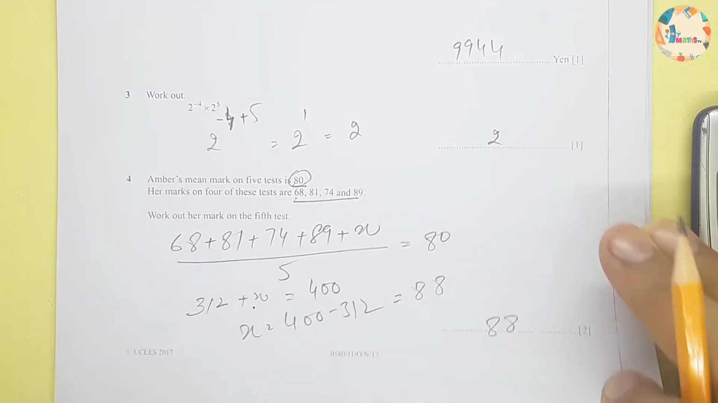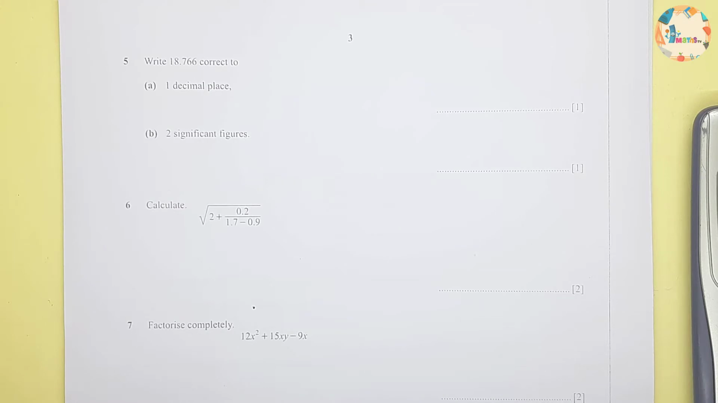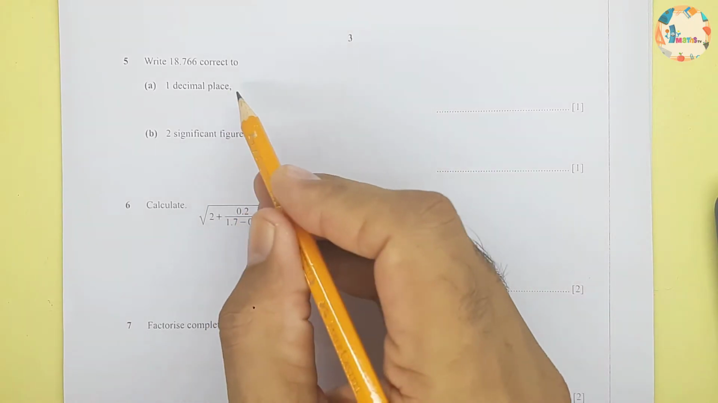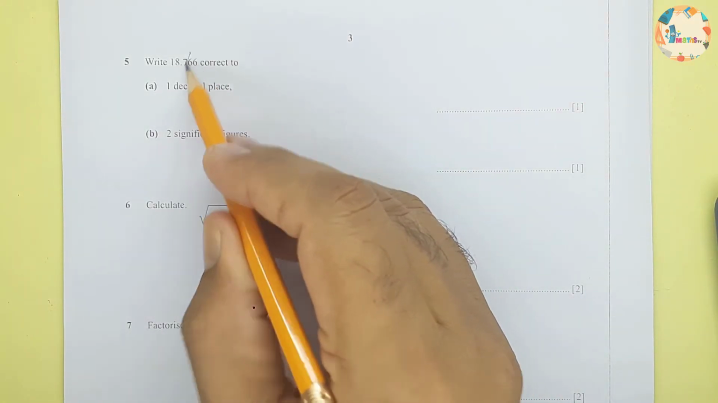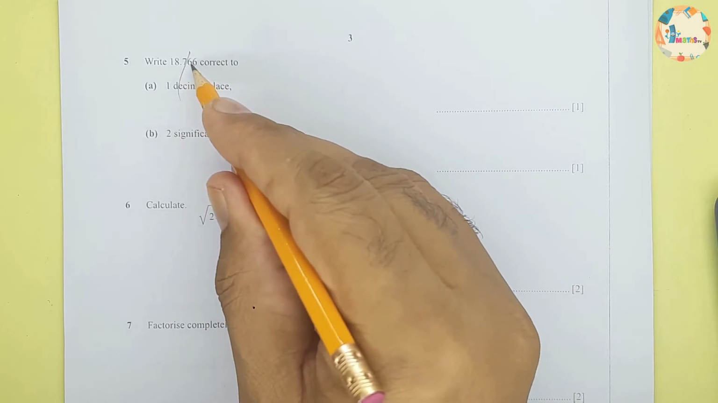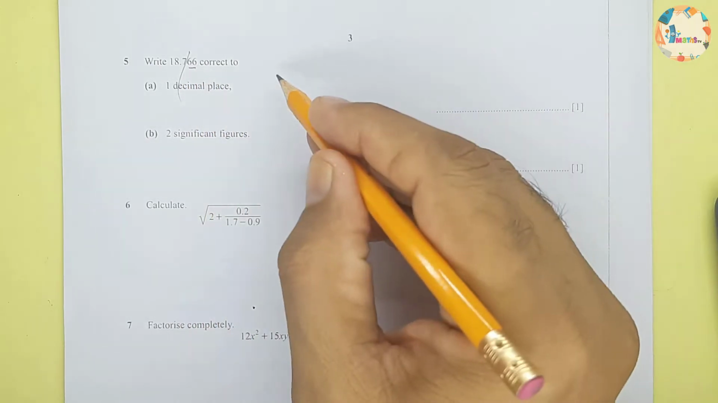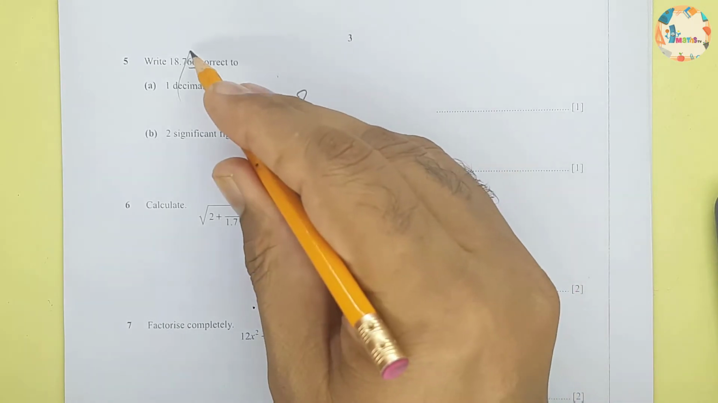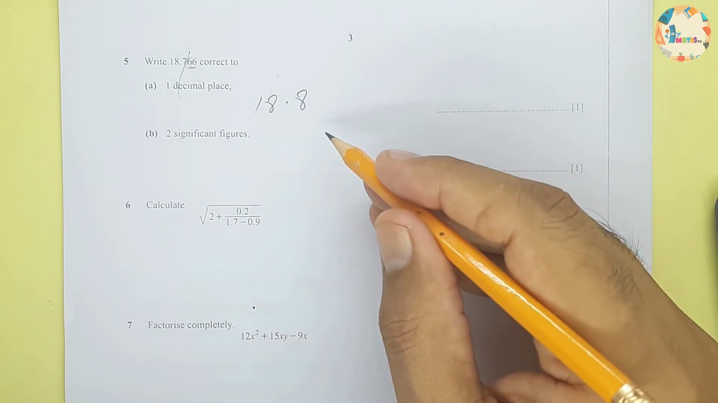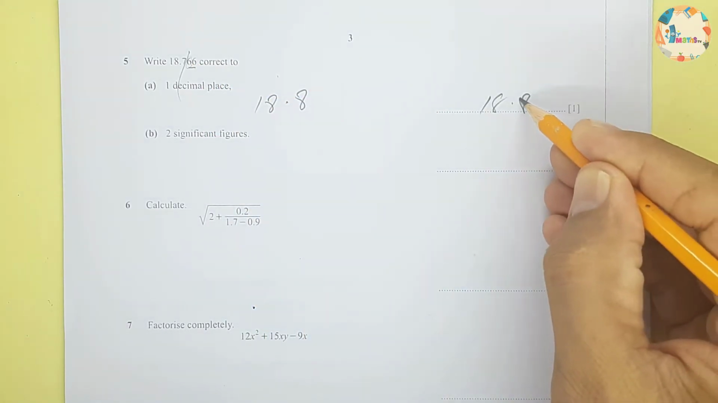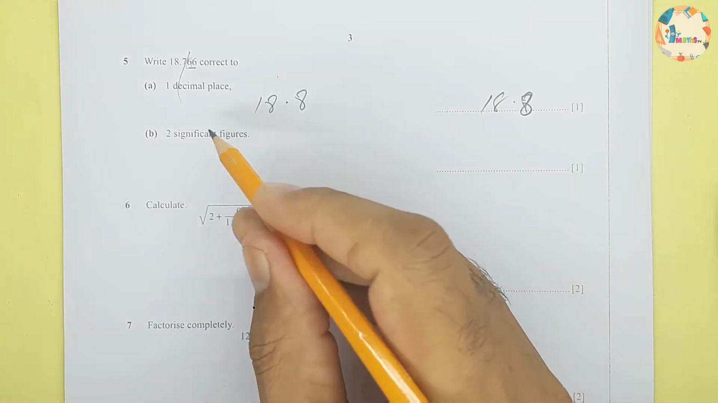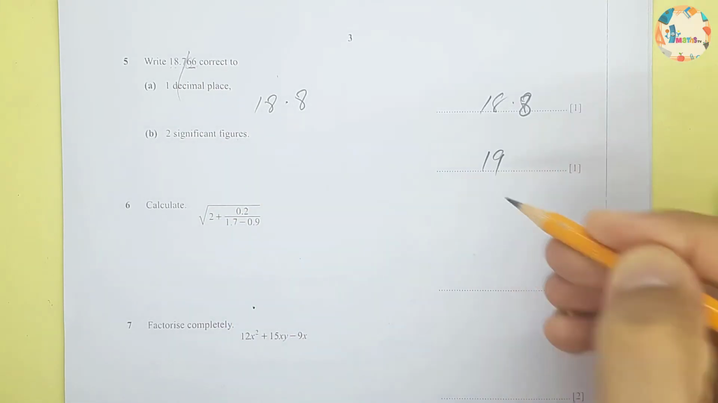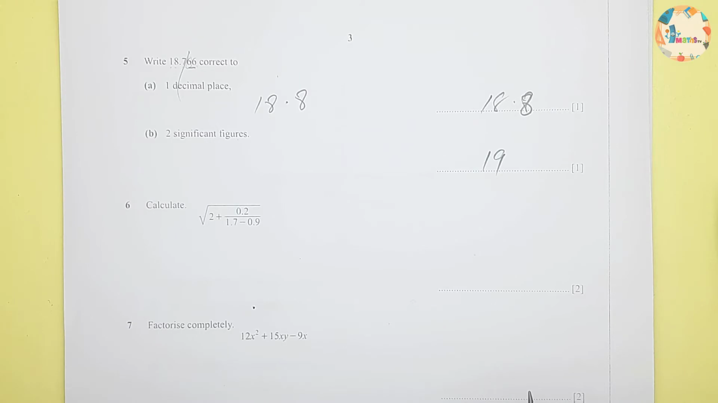Hope you are understanding everything. Now we are moving to question number 5. Write 18.766 correct to one decimal place. So one decimal place, we have to remove from here. We need 7 only, we don't need 6. So this will be 18.8, because 6 is more than 5, so it will be 18.8. Our answer will be 18.8 over here. Two significant figures, so we require 1 and 8. So these things will be removed, so it will be 19. Answer will be 19 in two significant figures.